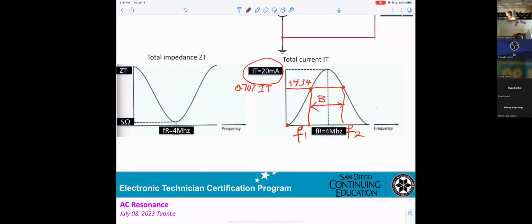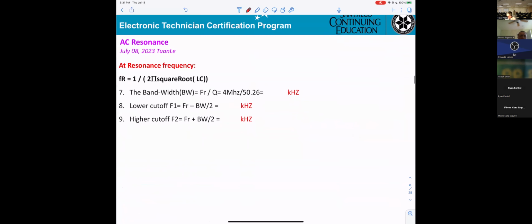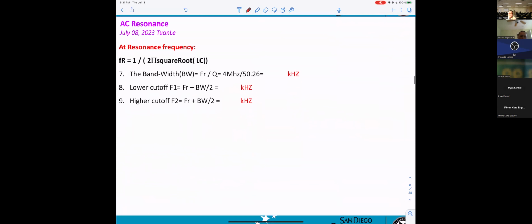Let's see, is there a given formula? Okay, they're giving you the formula. The bandwidth equals FR divided by Q. FR, that means 4 megahertz divided by Q, 50.26. So the bandwidth will be equal.